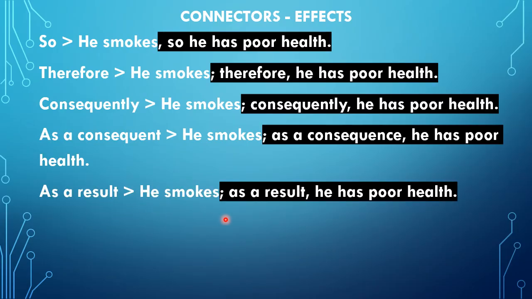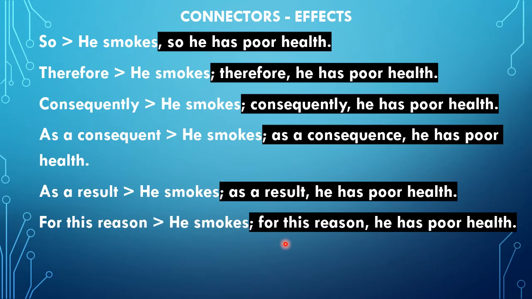Now, unlike as a result of, as a result here is used to show effect, and as a result is not followed by a noun. As a result is a separate transitional phrase. It cannot be followed by a subject plus verb or a noun. It has to be used at the start of the sentence, which means that you have to separate it using a comma, just like the example shows you. He smokes. As a result, comma, he has poor health.